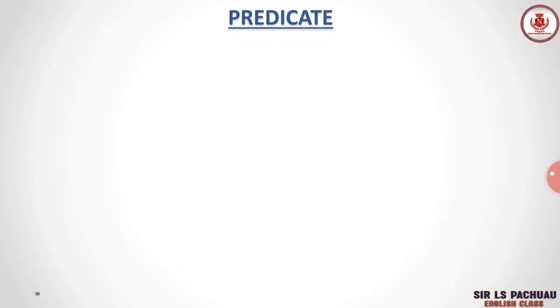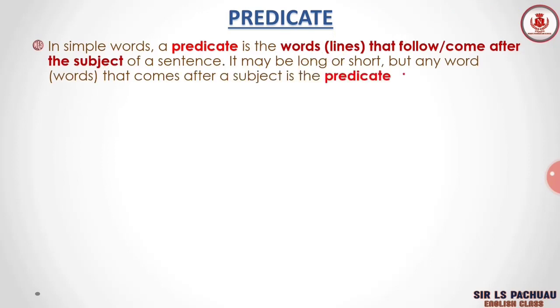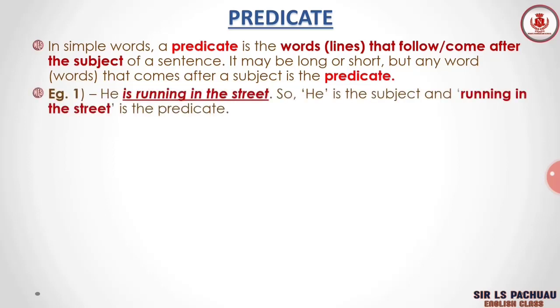Okay, and the next important thing is a predicate. Okay, what is a predicate? In simple words, a predicate is the words that follow or come after the subject of a sentence. It may be long or short, but any word or words that come after a subject is the predicate. Understand?